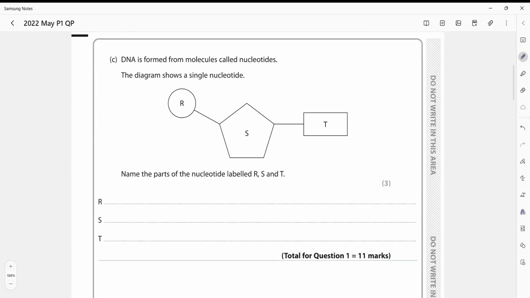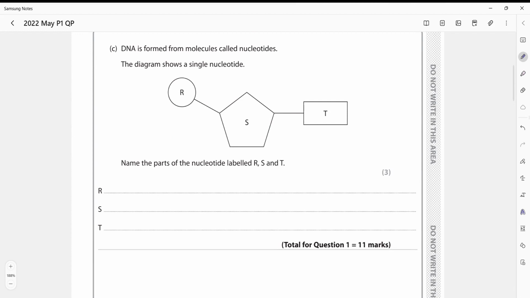All right, let's go to part C. DNA is formed from molecules called nucleotides. So here's a diagram showing a single nucleotide. Name the parts. R is the phosphate. S is the sugar, or you can say deoxyribose as well, because it is a DNA nucleotide, right? And T, which is this rectangle here, is the base. All right, question 1 is done.